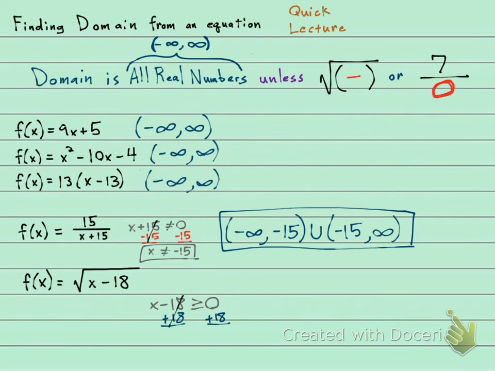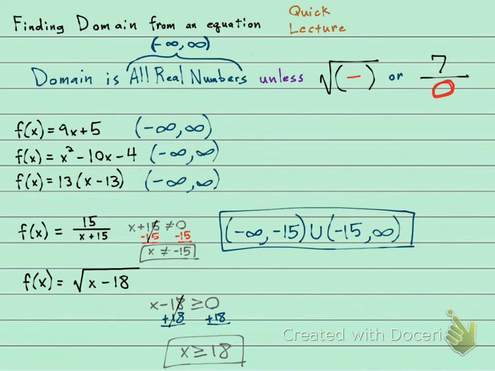And I'm going to see that x is greater than or equal to 18. That's my domain for this one. If I plug in an 18 right here, guess what? I'm good. If I plug in a 19, I'm good. A 20, I'm good. But as soon as I plug in something that is not greater than or equal to 18, if I plug in a 17, I'll be left with a negative inside a radical.